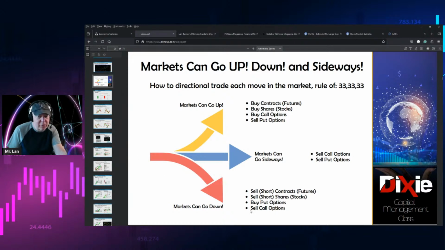And that's what we did today. We sold call options right there. Okay, that's how we made money today. We sold call options. If the market goes sideways, this is how you make money. You sell call options, or you sell put options, or you sell both.